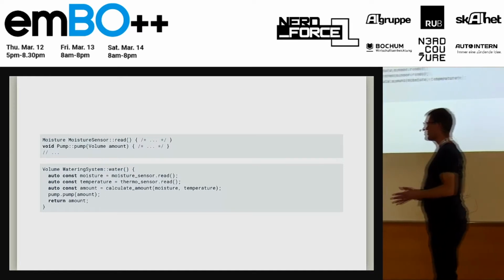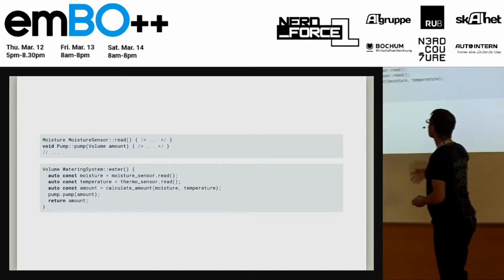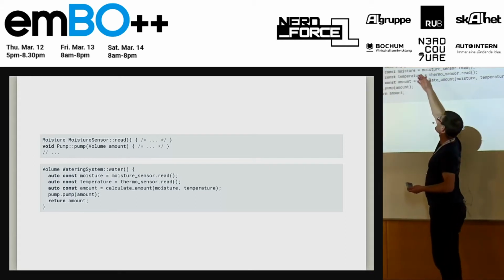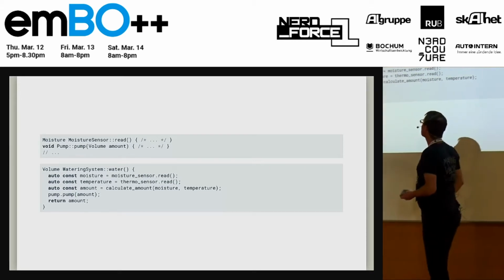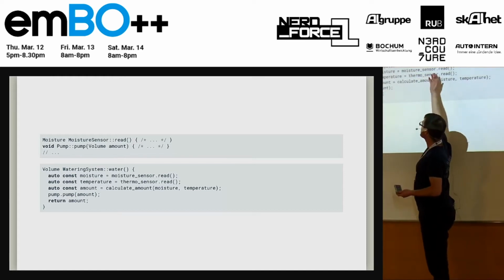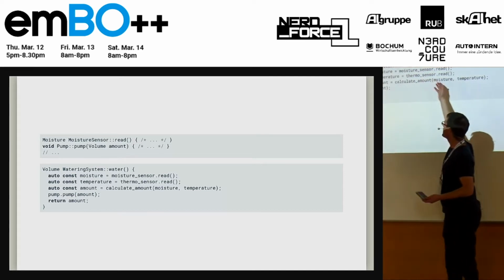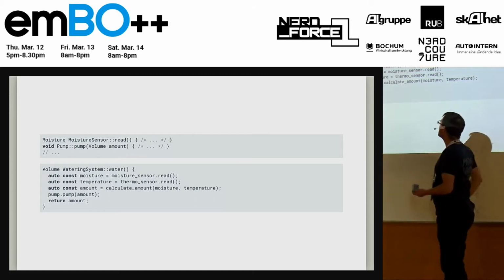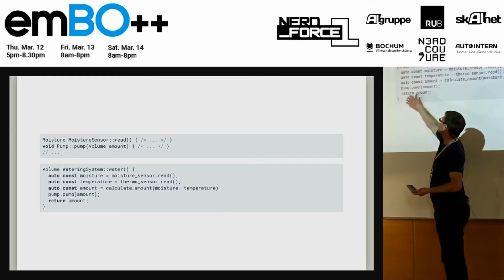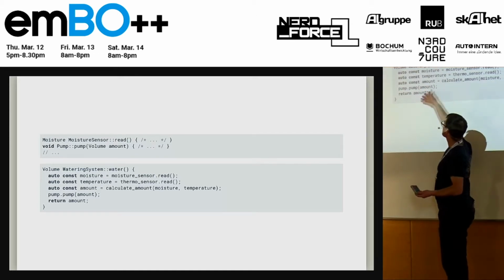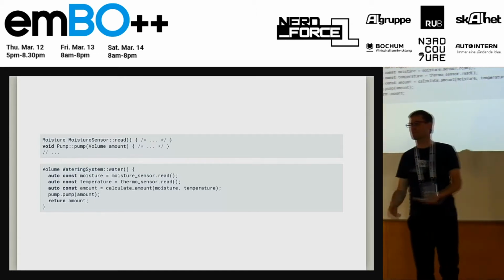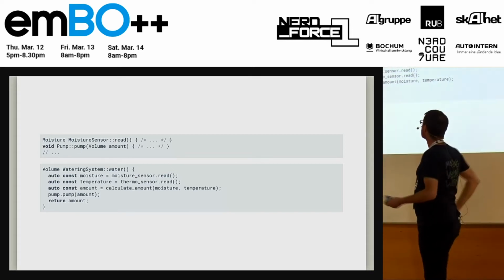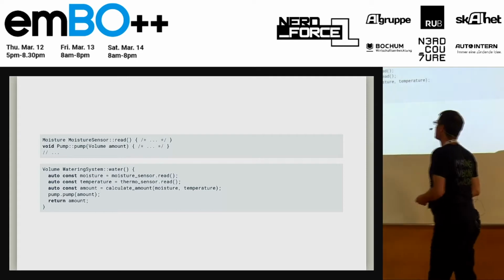If I now program this little setup, it could look something like that. I have this watering function in my program. It reads out the moisture sensor, it reads out the temperature, then it calculates how much water I want to pump into the plant, and then I just pump the amount, and the function also returns the amount it has pumped, maybe because the outer layer wants to do some logging or some bookkeeping or whatever.